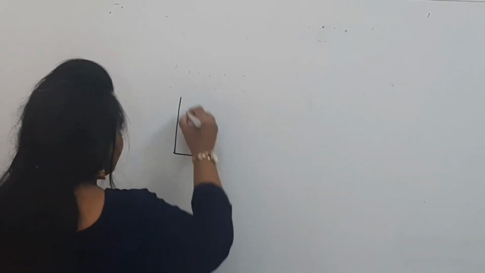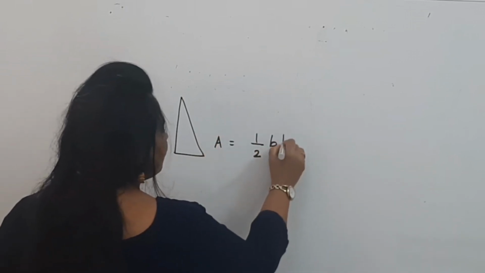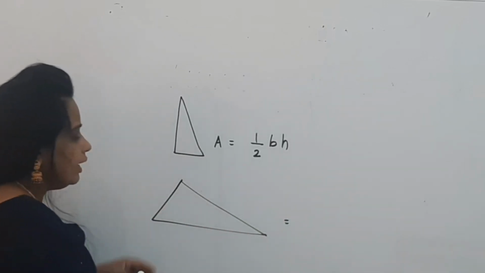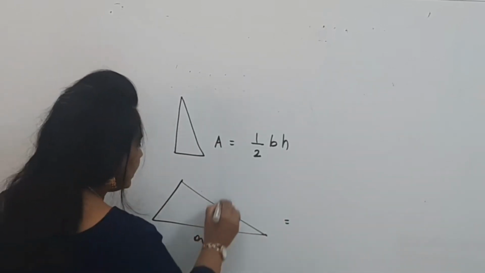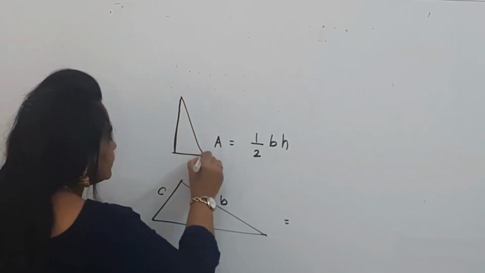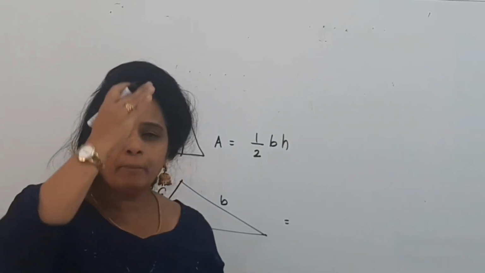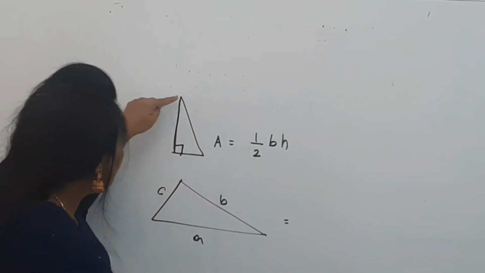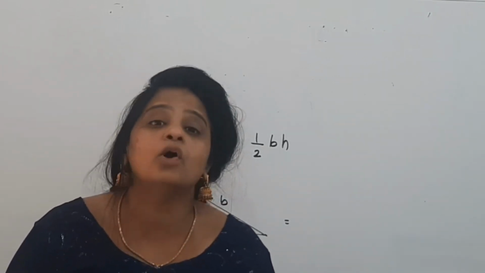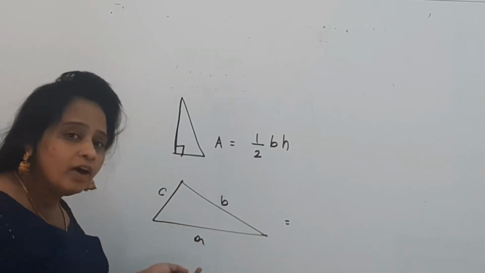One is for a 90-degree triangle, where area is equal to half base into height. Another way of finding the area of a triangle, if it is a scalene triangle and you are given ABC, not the height. Here this is the height, this is the base. What do you mean by the height? Nothing but the altitude. That is a perpendicular line drawn from the opposite vertex to the base. That is nothing but the height, or we call it altitude. Now here that height is not given. So how do we find the area?